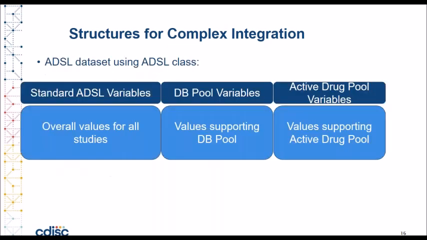So we thought about this. This was our original idea. We started with our standard ADSL variables that were across all the studies. And then we had specific variables for the double blind. That's the middle column. And then the far right column are the specific variables for the active drug. Okay, so our ADSL structured, you know, one record per subject and things kind of going across.